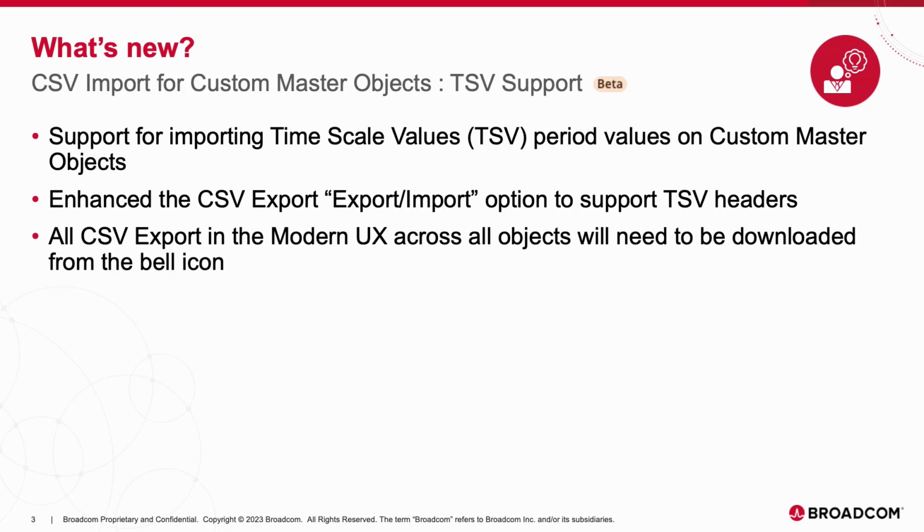And this last item is not a beta feature, but we made a change related to CSV export, and this is related specifically to the modern UX and across all objects that support CSV export. Now you need to download the CSV file from the bell icon, and we'll cover more in the details in later slides.